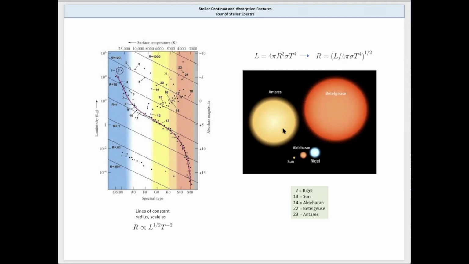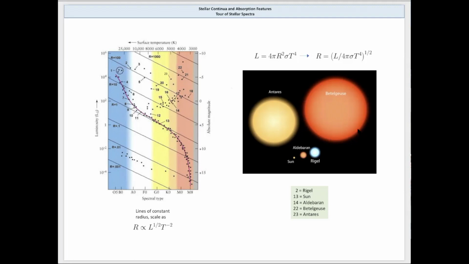Here's an example of some stars. Number 2 is Rigel, up here, okay? And it turns out that you can draw lines of constant R, and then you can vary T and solve for L for constant R. And it turns out that Rigel is near this family of curves for R equals 100. And so here's Rigel, it's about 100 times the size of the sun. Again, I don't think I'm telling anybody anything new here, but we're just getting reacquainted with it.